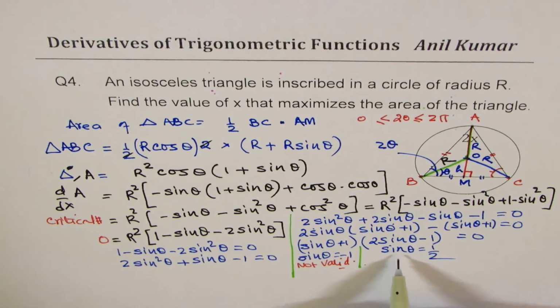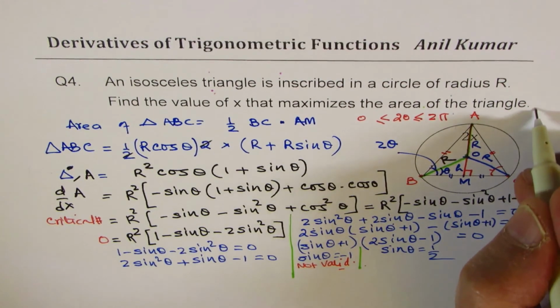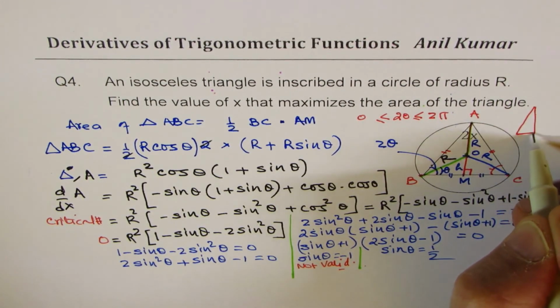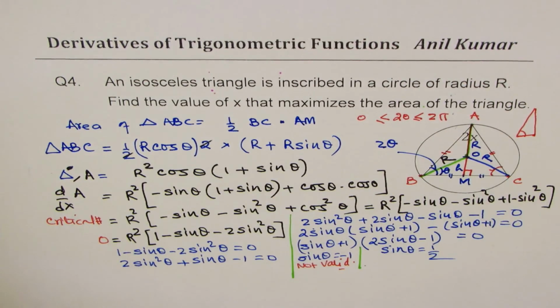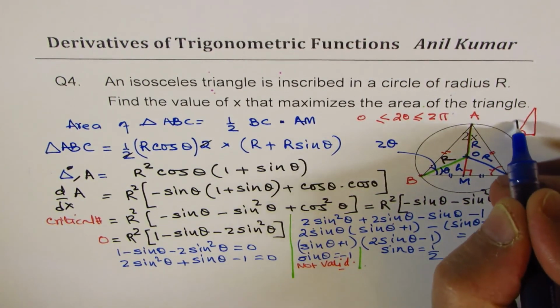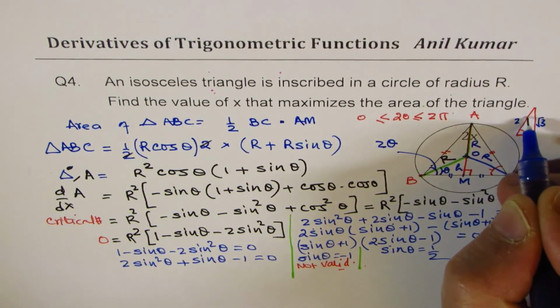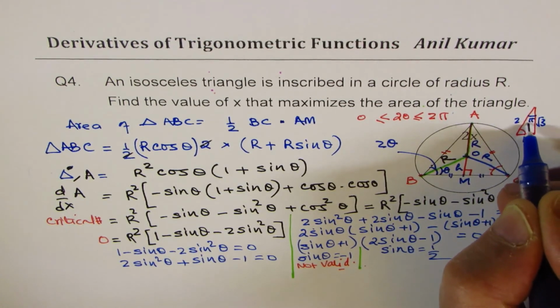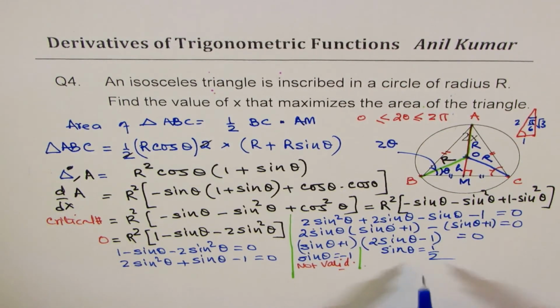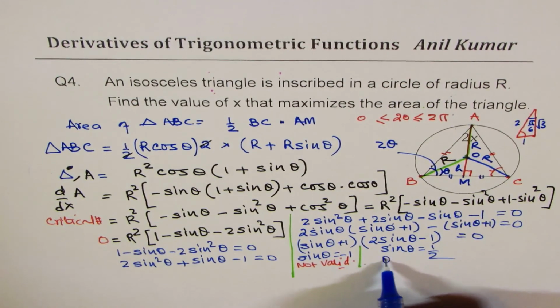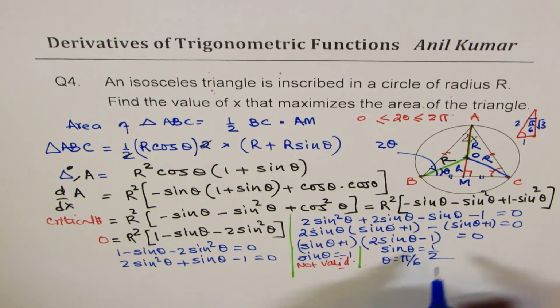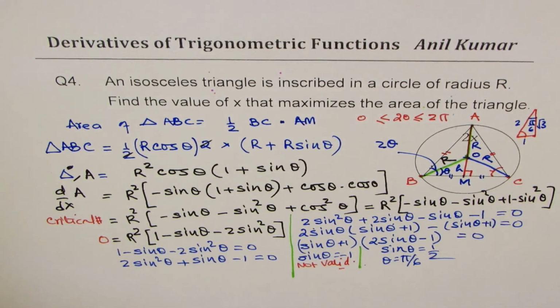The only valid answer is sine theta equals half, which for a triangle, as you know, half is 1 to square root 3 when we're talking about pi by 6, correct? So that means theta equals pi by 6. So this theta is pi by 6. Is it okay?